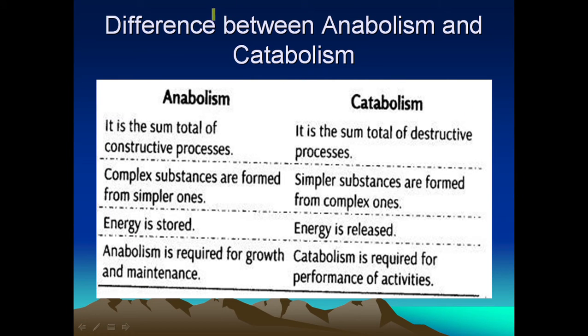Here are some differences between anabolism and catabolism, which you have studied previously also. Anabolism is the sum total of constructive processes, and catabolism is the sum total of destructive processes. In anabolism, complex substances are formed from simpler ones. In catabolism, simpler substances are formed from complex ones. In anabolism, energy is stored, and in catabolism, energy is released. Anabolism is required for growth and maintenance, and catabolism is required for performance of activities.